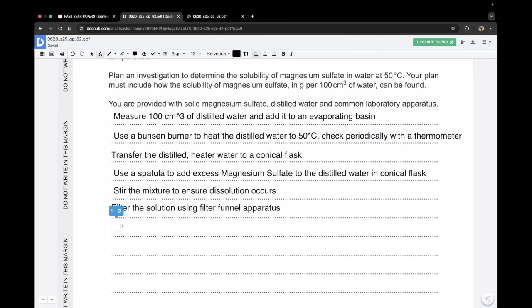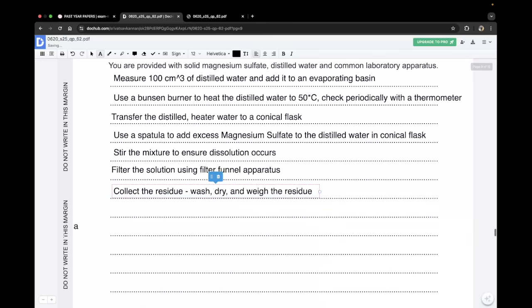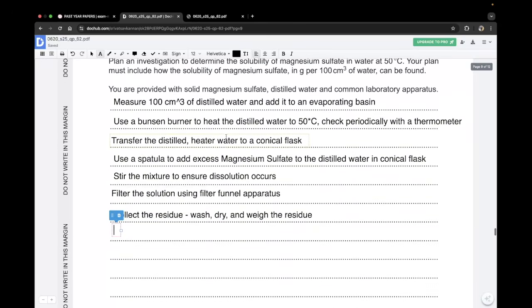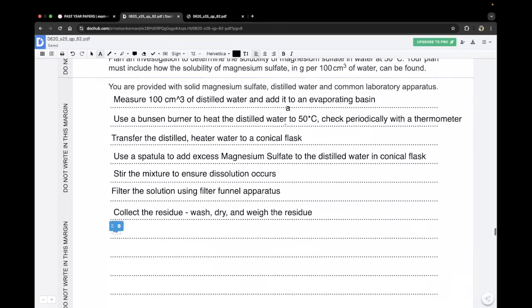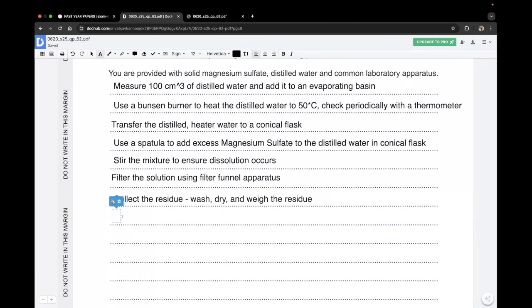And then let's see here. I think I have to collect the residue, wash, collect the residue, and then you have to wash, dry, and weigh the residue as well, right? Now you need to be explicit about this part, about how the solubility can be found. Say the solubility is found.